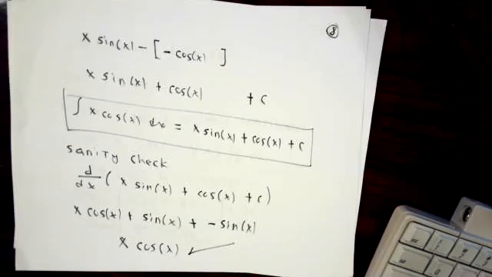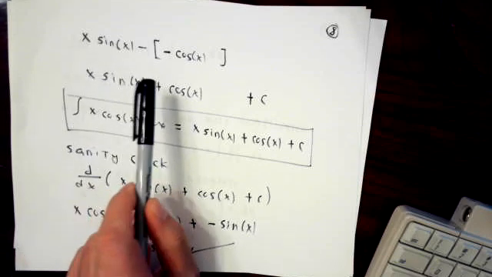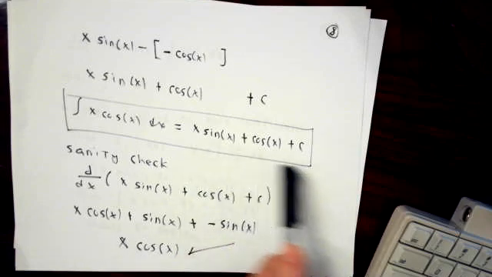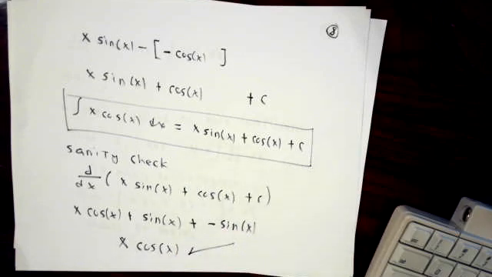So writing down u times v minus integral of v du, we write down x sine x minus the negative of cosine x. My antiderivative is going to be x times sine x plus cosine x plus a constant of integration. Now, since this technique is new to us, it's a good idea to make sure that this answer is right. So I'm going to take the derivative of my answer here, and if things are correct, I ought to get x times cosine x back.